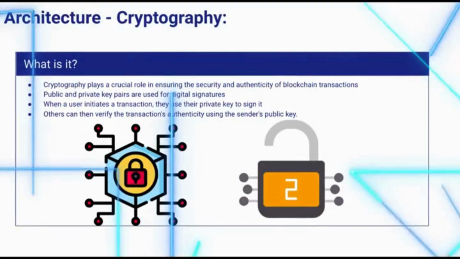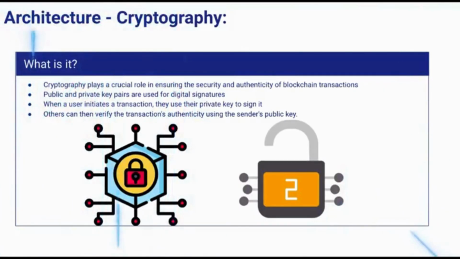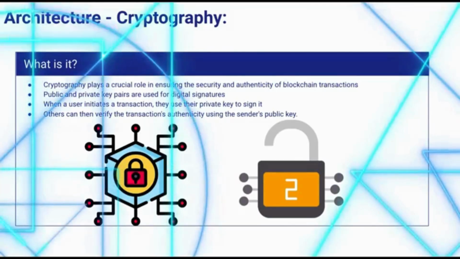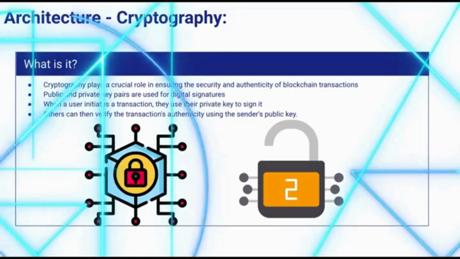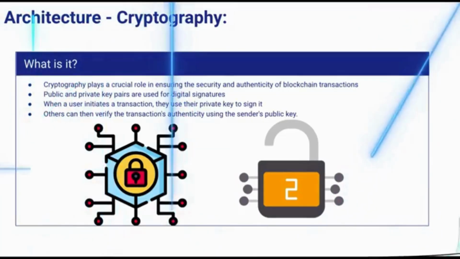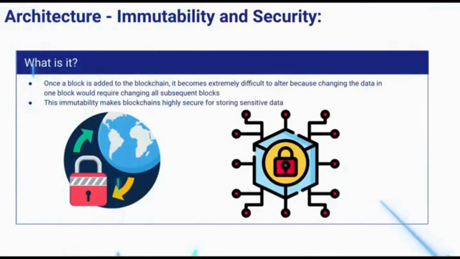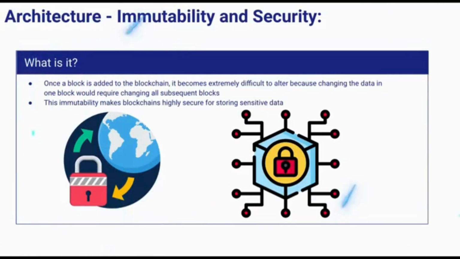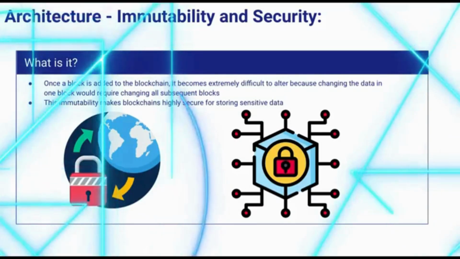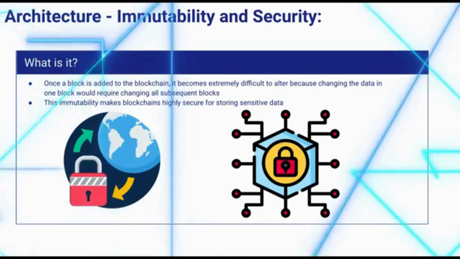Number 4. Cryptography. Cryptography plays a crucial role in ensuring the security and authenticity of blockchain transactions. Public and private key pairs are used for digital signatures. When a user initiates a transaction, they use their private key to sign it. Others can then verify the transaction's authenticity using the sender's public key. Number 5. Immutability and security. Once a block is added to the blockchain, it becomes extremely difficult to alter, because changing the data in one block would require changing all subsequent blocks, which would require the consensus of the majority of the network. This immutability makes blockchain highly secure for storing sensitive data.